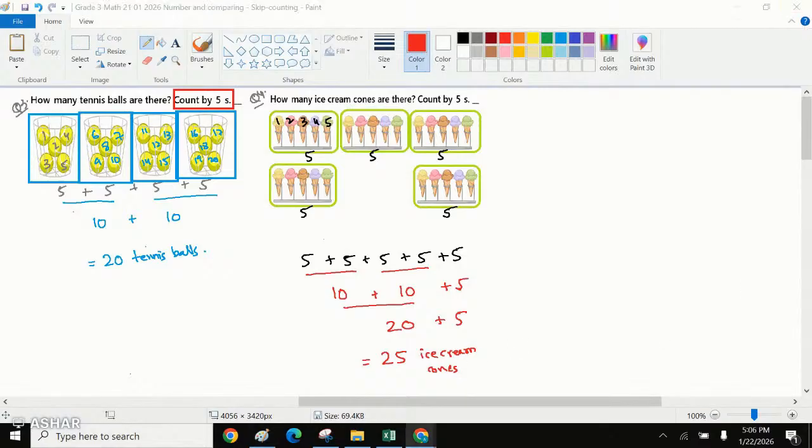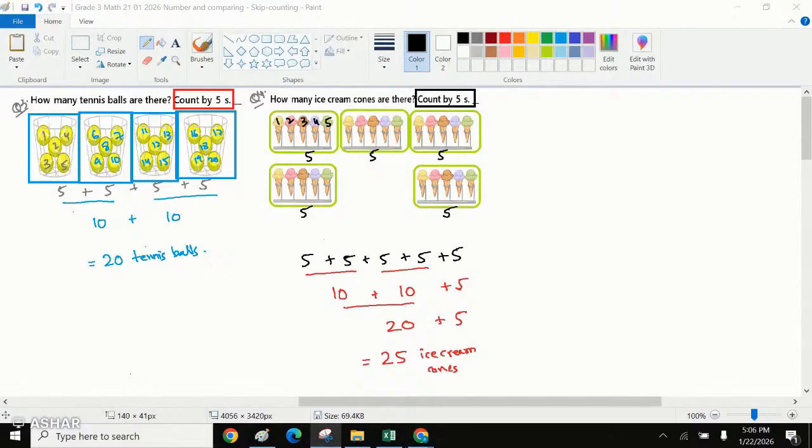So in this question, what we need to consider is this requirement. They are asking us to count, but how much are they asking us to count by? They could have asked us to count by tens also, right? So we count by fives, okay?